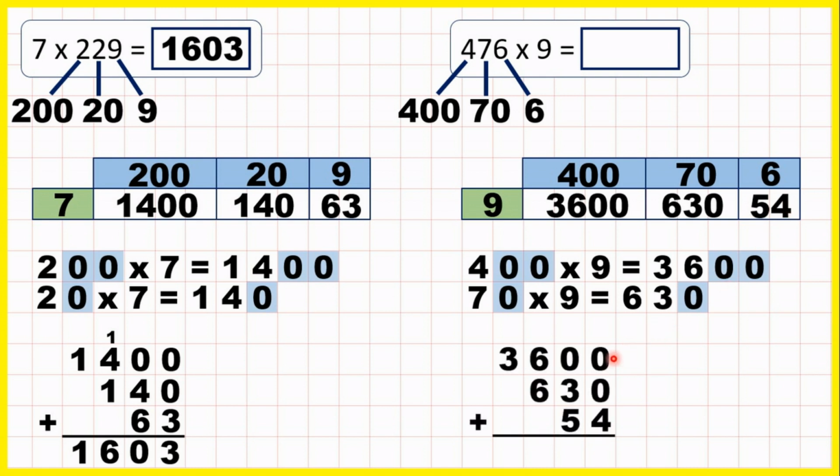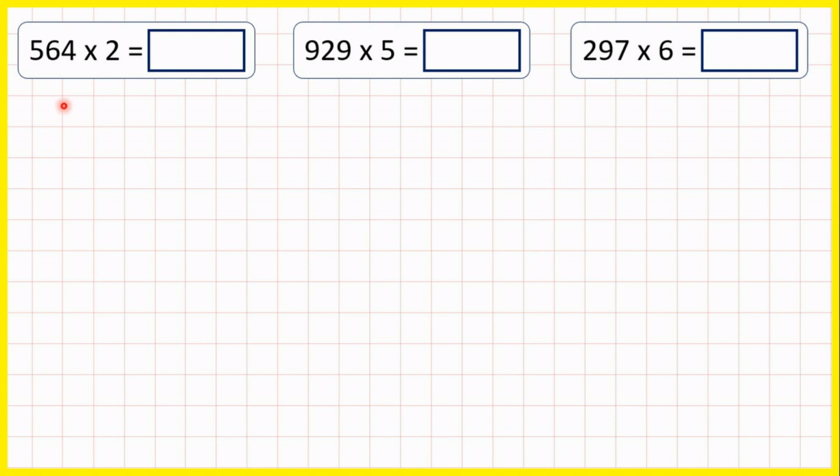So we can add up our answers. 0 plus 0 plus 4 is 4, 0 plus 3 plus 5 is 8, 6 plus 6 is 12, so 1, 2, and 1 plus 3 is 4. So our answer is 4,284.